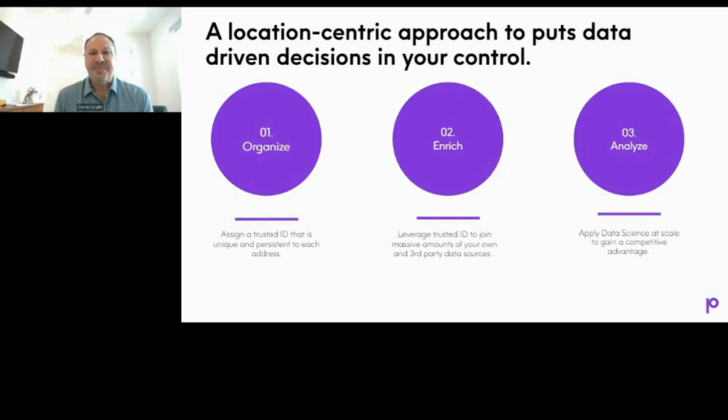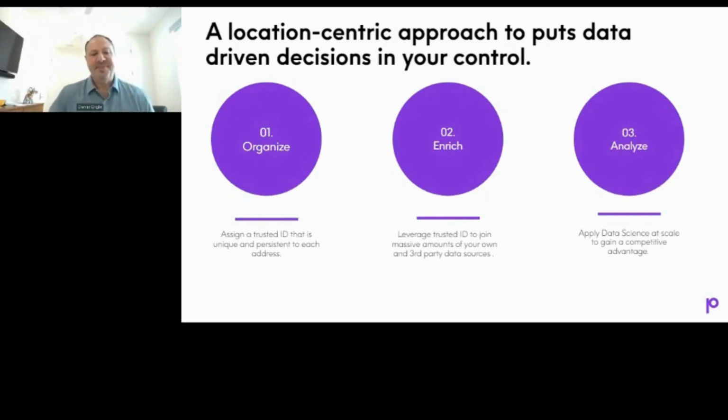Along with the unique and persistent ID is a heavy emphasis, and Danny, you mentioned this earlier, on location accuracy. So being able to not only apply this unique and persistent ID to a location, but then to have confidence that the latitude and longitude that we've applied to that address is accurate and complete. And we'll talk in the next slide about some of the challenges with that.